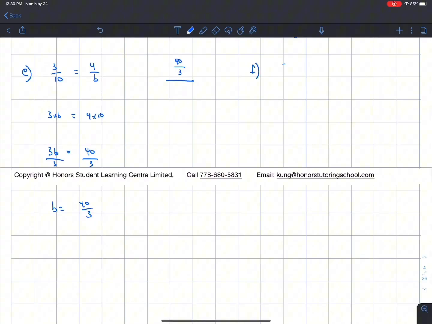F. 7 over c equals 0.9 over 36. We can cross multiply. 7 times 36 equals 0.9 times c. So 7 times 36 is 252 equals 0.9c. Now we divide both sides by 0.9. We get c equals 280.